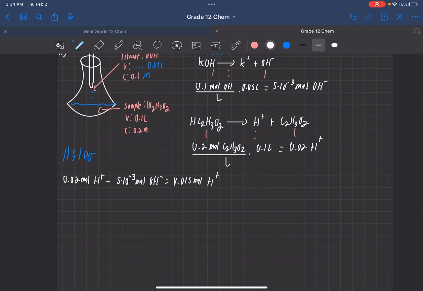Okay, so what does this mean? This means that 5 times 10 to the negative 3 moles of hydroxide reacted with 5 times 10 to the negative 3 moles of hydronium to produce a salt. The remaining hydronium, 0.015 moles of it, was unreacted. And because it was unreacted, that means it is not applied to this Le Chatelier's principle thing that we did over here.